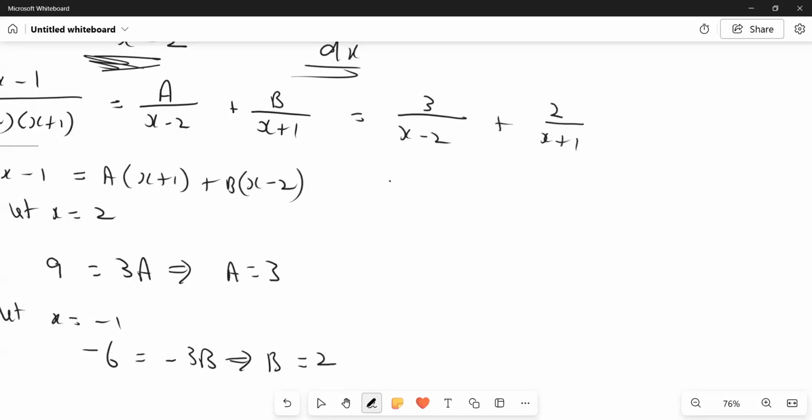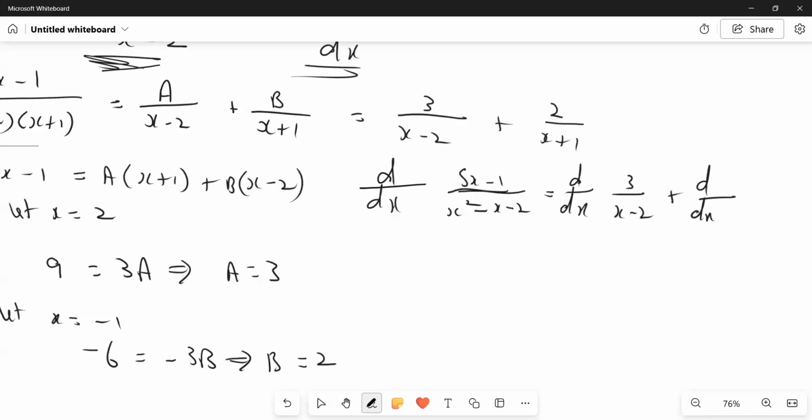So the derivative of, what's this? Derivative of, what was it, 5x minus 1 over, I can't remember what was at the bottom here. I think x squared, what was at the bottom there? x squared minus x minus 2 is really equal to the derivative of 3 over x minus 2 plus the derivative of 2 over x plus 1, right? And you can see this to be what?